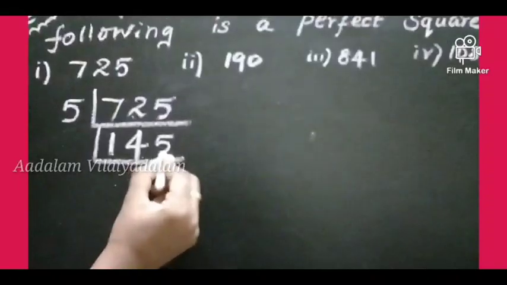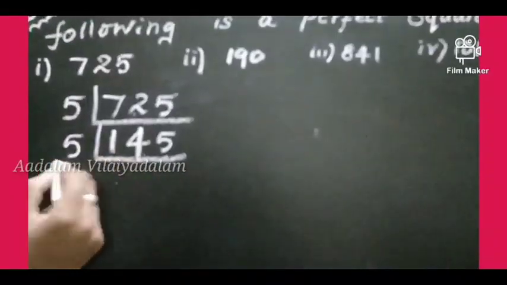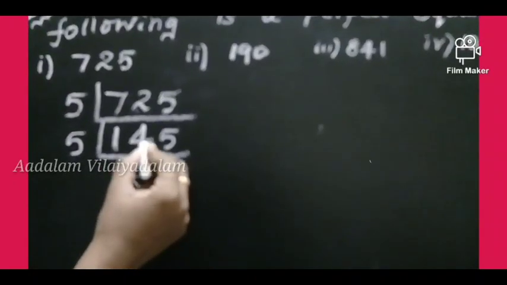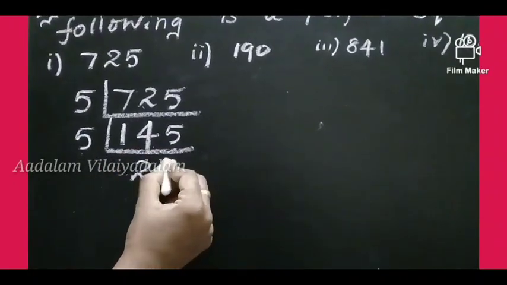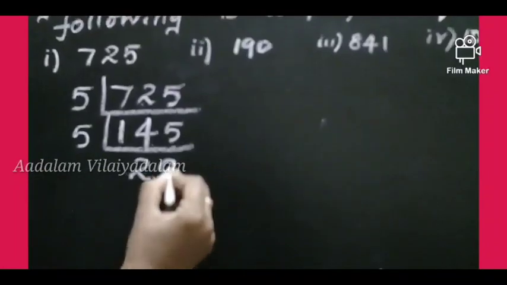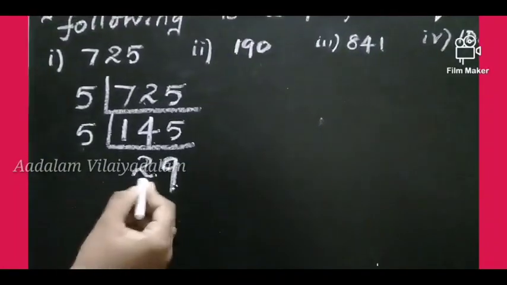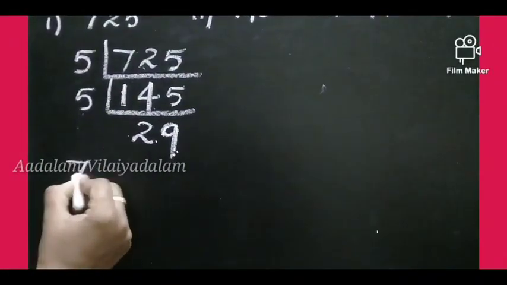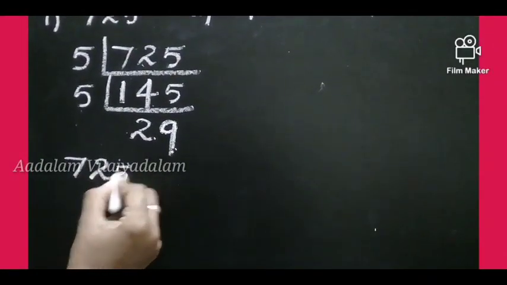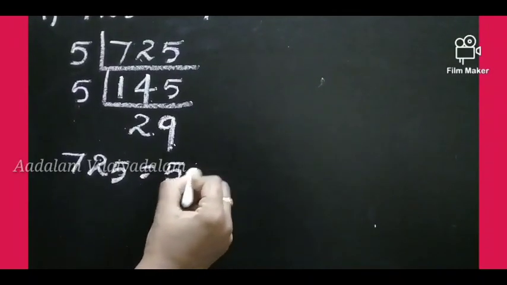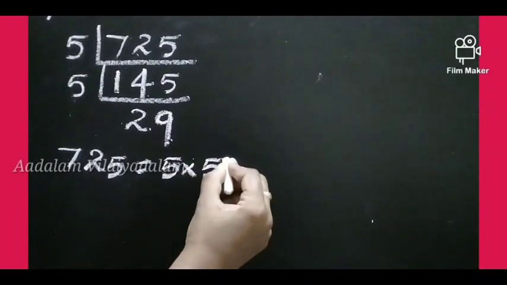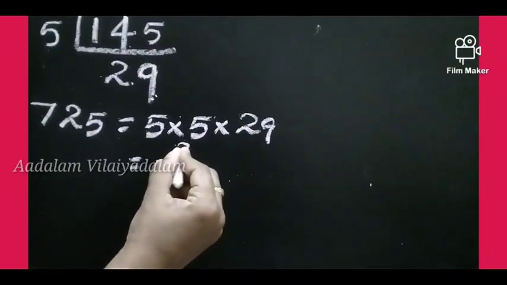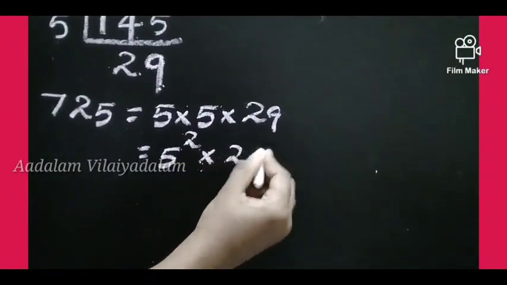Again the last digit is 5, so divisible by 5. In the 5 table, 2 fives are 10. The balance is 4. Carrying here means 5 nines are 45. So 29 does not come in the table, it's a prime number only. So 725 is equal to 5 into 5 into 29, that is 5 power 2 into 29.